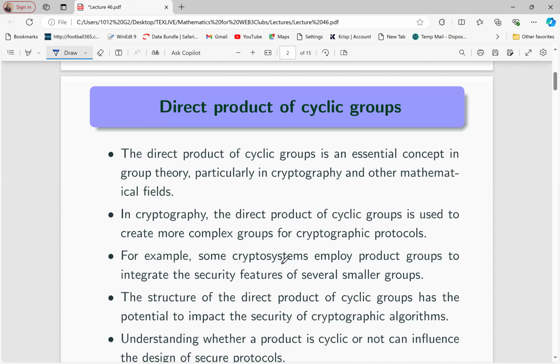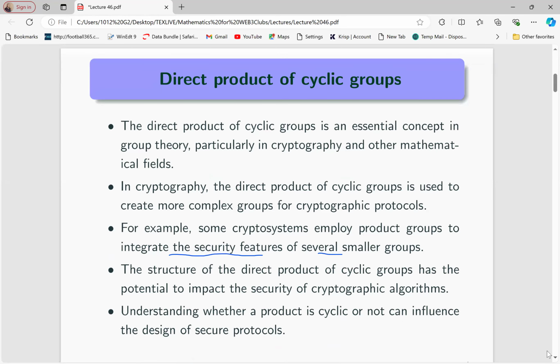For example, crypto systems employ direct products to integrate the security features of several smaller groups. So I have several smaller groups. You see the direct product, we are doing two groups just as an example, but you can have even 3 groups, or even 4, or even 5, or even 10, as many as you may want, and get the direct product. The concept is just the same. And to do that, again, you are ensuring that your cryptographic system is secure.